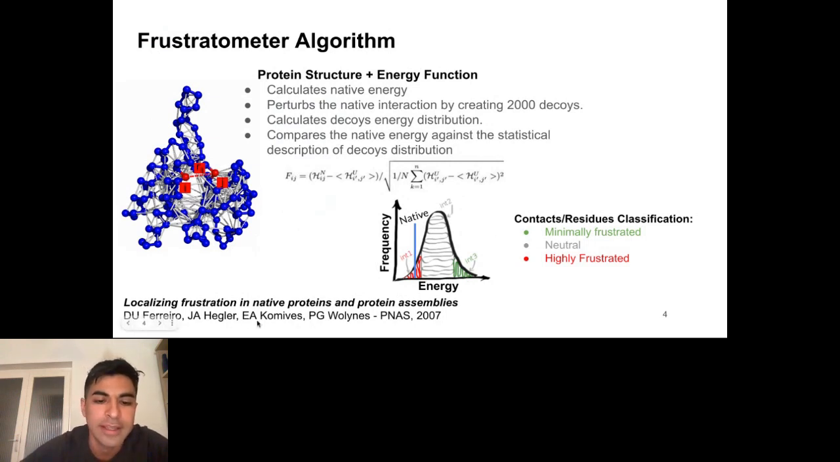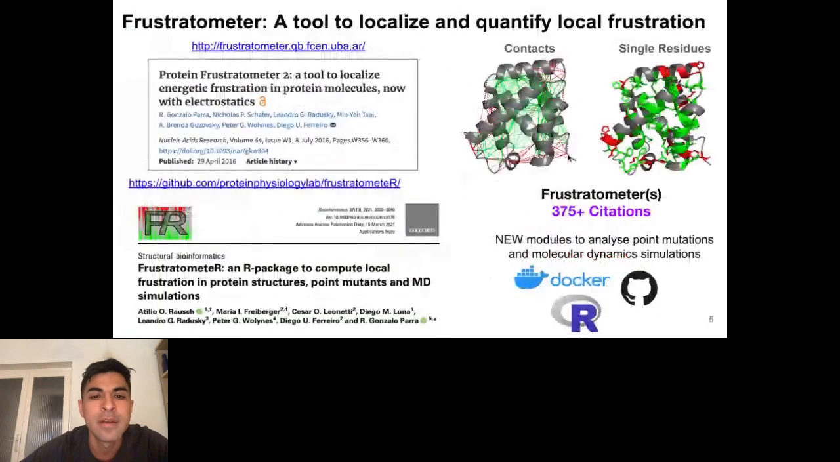You can check all the details in this publication here from quite a few years ago. But basically, we have facilitated this for you. We created some years ago a web server and also an R package more recently, where you can just get your protein structure, put it in here, and in two clicks, you can get the frustration patterns on top of your structure. So the results will look like this.